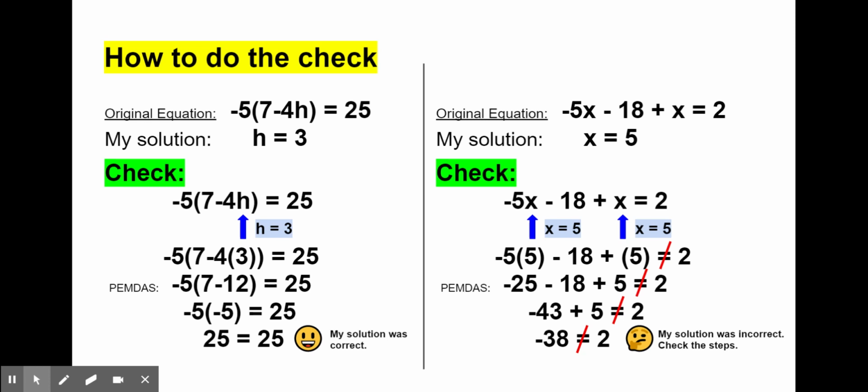Right now, it doesn't matter because I don't have my steps in front of me, but this is my signal in my check that something's wrong. So my answer is not actually x equals 5. This is how we can use the check to solve our equations and make sure that our answers when we solve our equations are correct.